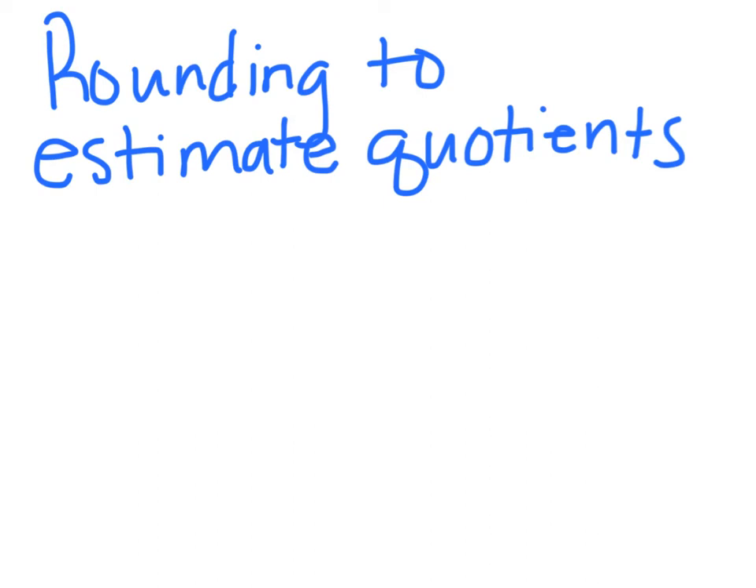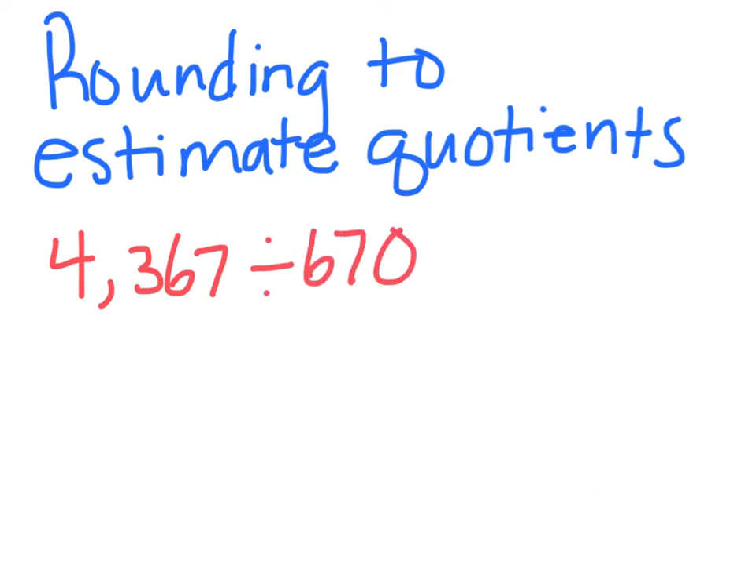Let's estimate the quotient of 4,367 divided by 670. Once again, we'll begin by rounding the divisor, 670, to the nearest hundreds, which would be 700. Now we can ignore the 67 for just a moment while we focus on 43. Once again, we're going to look for complementary facts where 7 would go into a number that is close to 43.